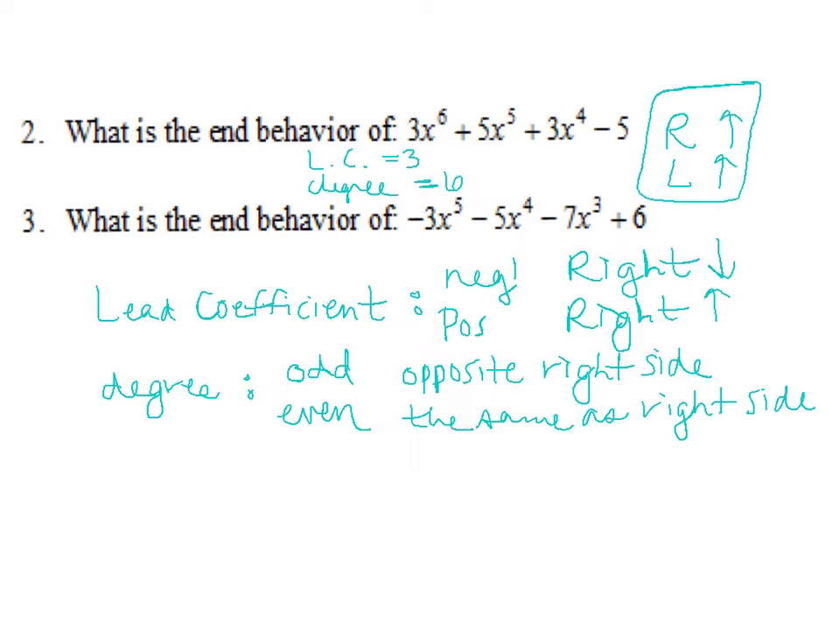All right, so the last one here, I've got my lead coefficient is negative 3, which means right down, and my degree is 5, which is an odd number, so I need to do the opposite from my right, which means my left side has to go up.